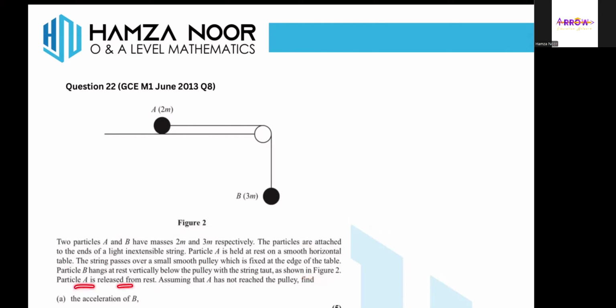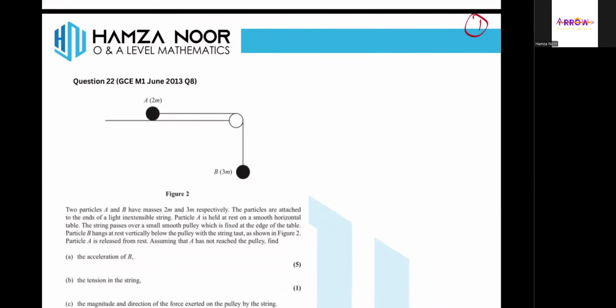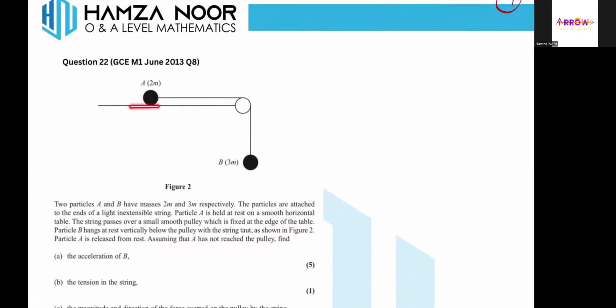Particle A is released from rest, and assuming that A has not reached the pulley, find the acceleration of particle B. Okay, so we have a smooth horizontal table over here. Particle B is heavier as compared to particle A. So obviously the system will come down, meaning particle B will come down and particle A will move towards the pulley. Okay, so basically we need to find the acceleration of the particle B over here.